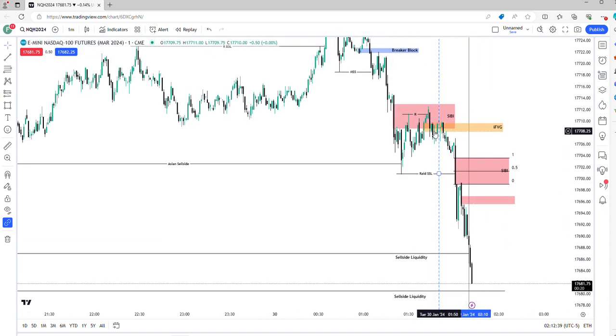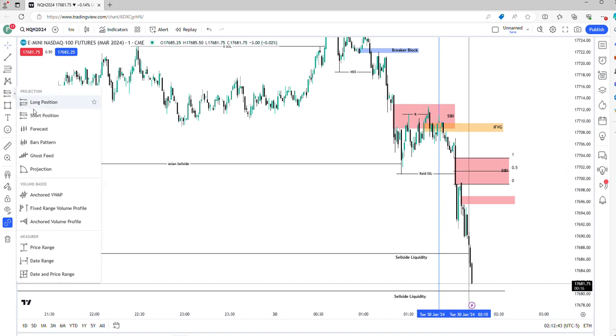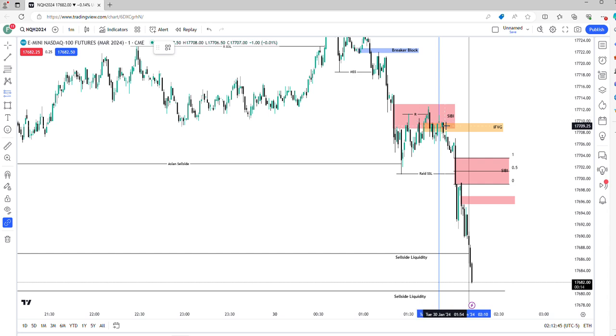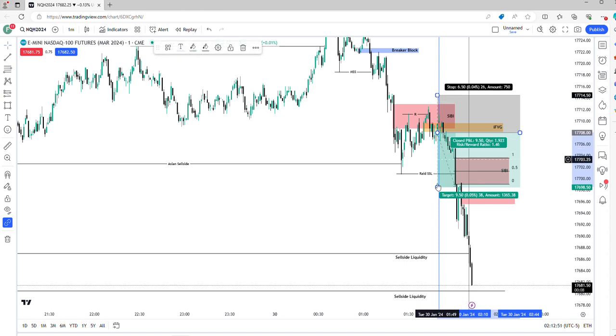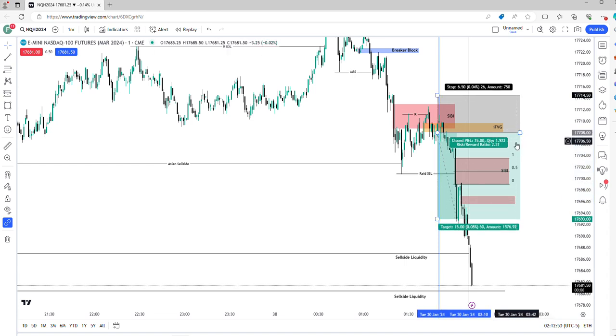This might have been an entry for you, right? If you believe we're going to take out this sell side for a trend continuation model, you could have gone, say, short when we traded back in, stop above the CB or above this fair value gap or above that high, and then obviously targeted your 1 to 2. That would have worked okay.